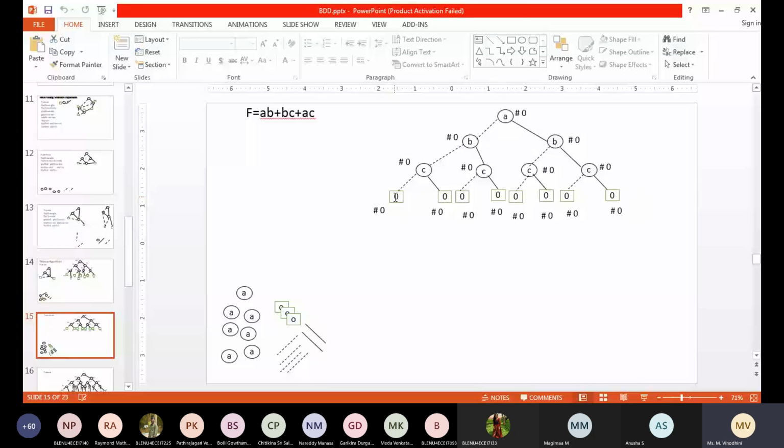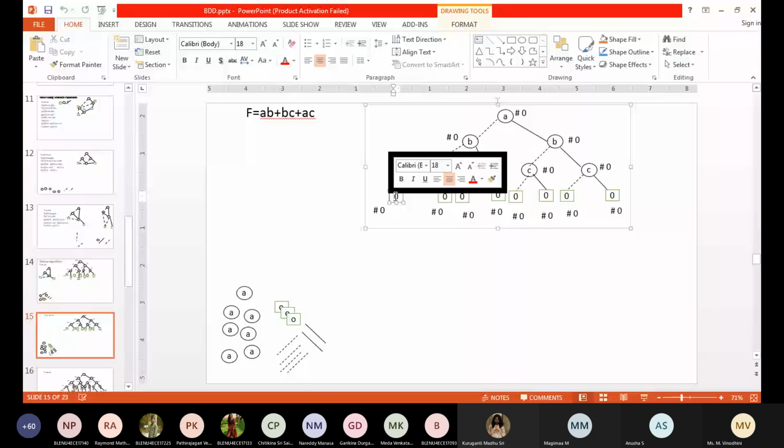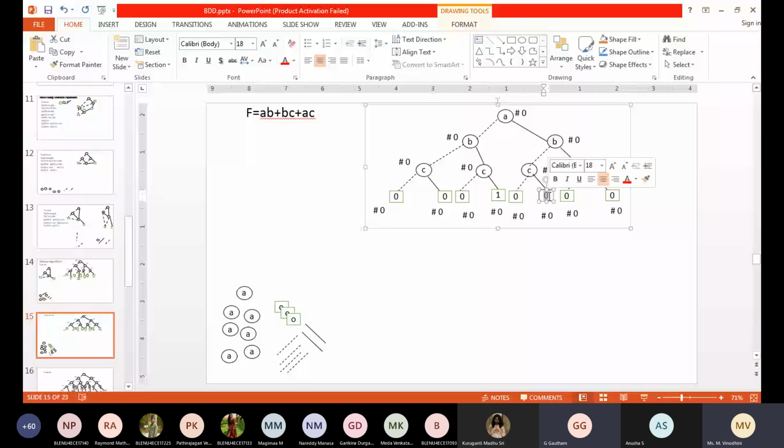I asked you to solve this problem using Shannon's. I don't think so. You might have written the truth table, correct? If you have written the truth table for this expression, can anyone tell me what are the values I need? What is the first one? 0, ma'am. Second one is 0. Third one is also 0. Fourth one is 1. Fifth one is 0. Sixth one, seventh also 1, eighth also 1.